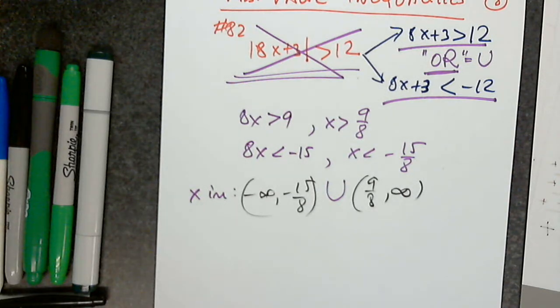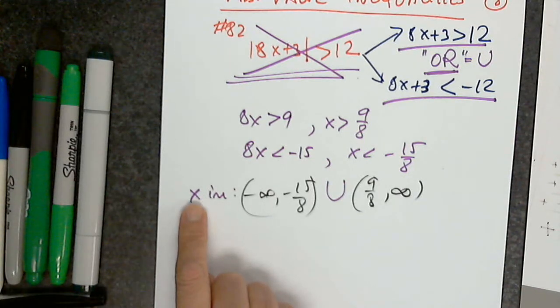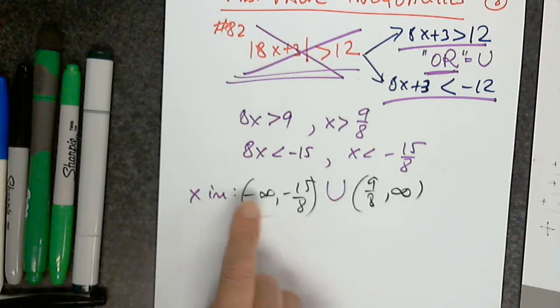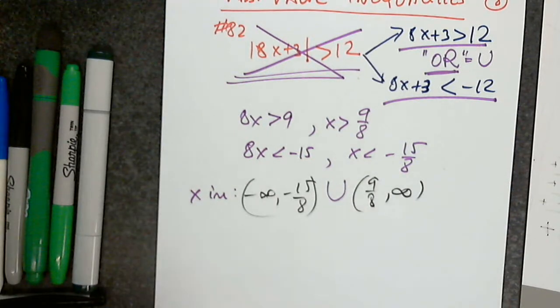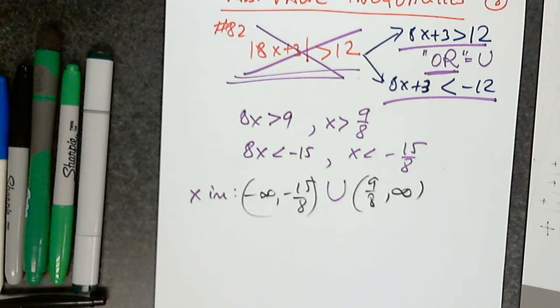Is that x in or x-in? X is a number in the interval blah, blah, blah with the union. I like to write that in front. It's not mandatory, but I like to write it in front.